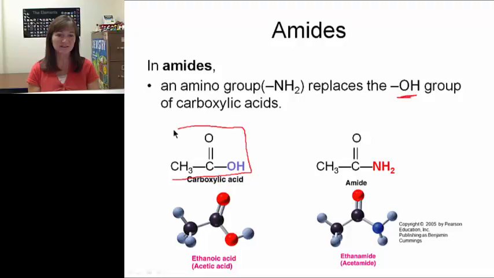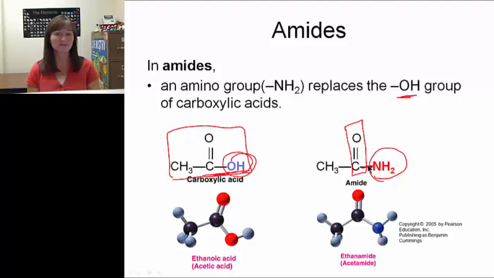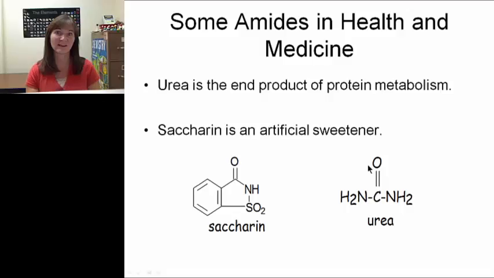So here's our carboxylic acid with our carboxyl group. And if you just replace this hydroxyl group with an amine group, that's what makes our amide. Okay. What I do when I try to identify my amide is I look first for this carbonyl group, and if it is bonded to a nitrogen, then that's going to be the indicator you have an amide.